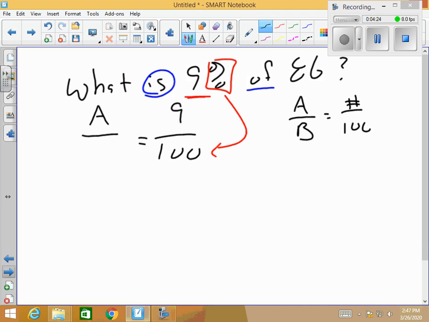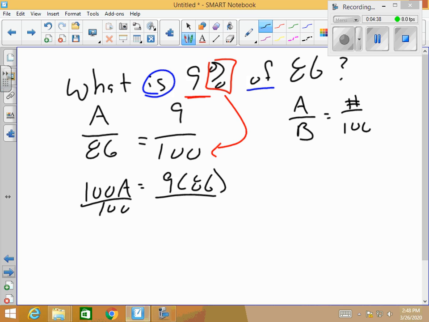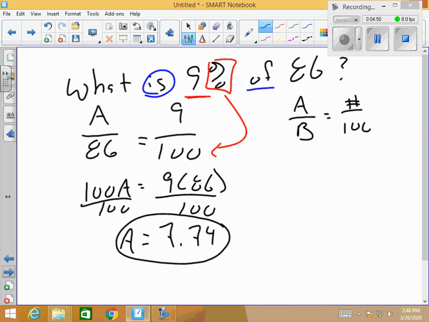86 is my base. And now I'm set up in a direct proportion, to which cross products works every time, and I get 100A is equal to 9 times 86. Divide by 100, divide by 100, and my amount is actually equal to 7.74. Here again, a very small proportion of 86, almost 10%. 10% would have been 8.6, so 7.74 is less than 8.6.